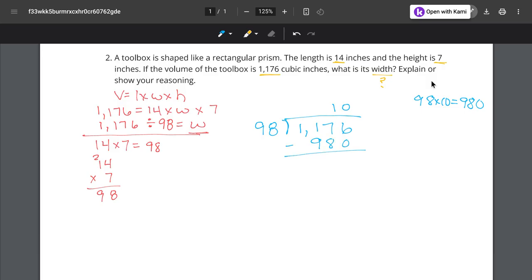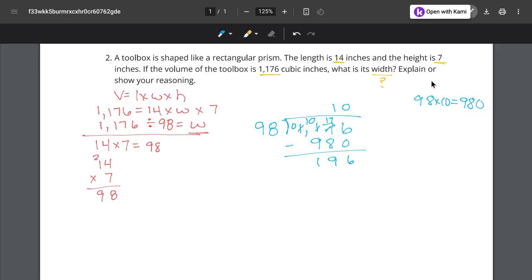When I subtract, I'll start with 6 minus 0 is 6. 7 minus 8, I can't do that, so I'm going to borrow, make that a 0, and I'm going to make this a 17. Now 17 minus 8 is going to give me 9. 0 minus 9 I cannot do, so I'm going to borrow from this. I'm going to make this a 10, and I have 10 minus 9 is 1.